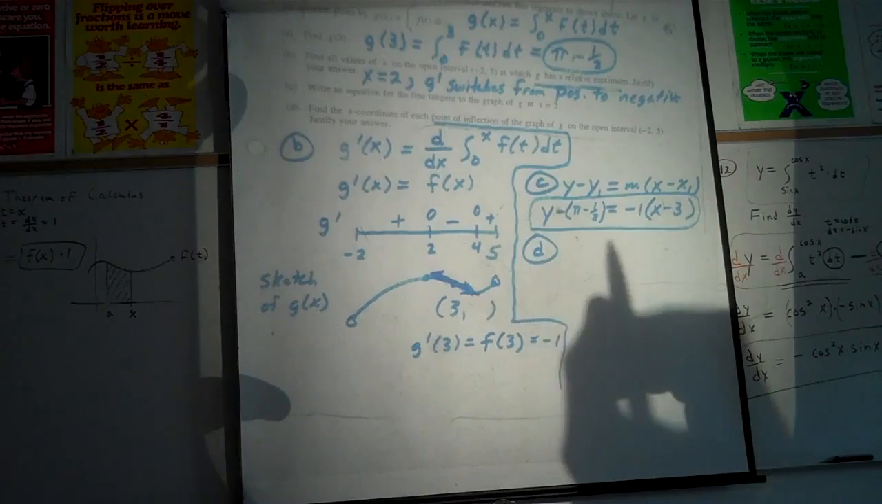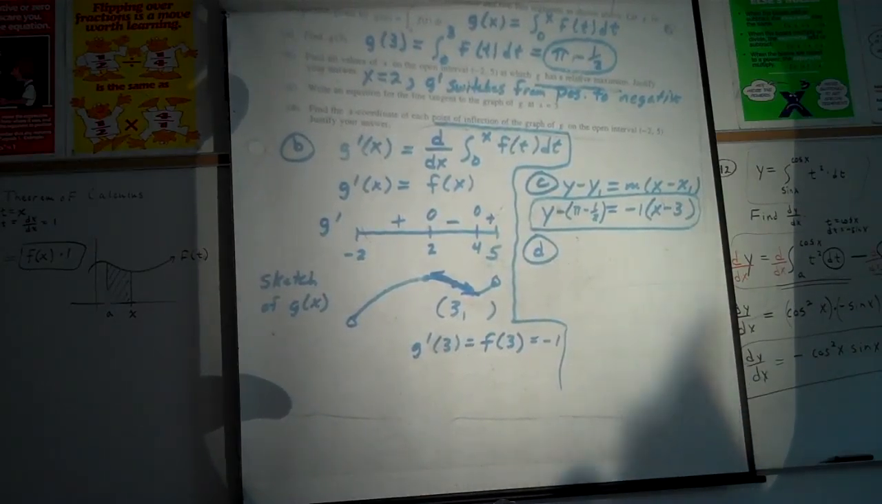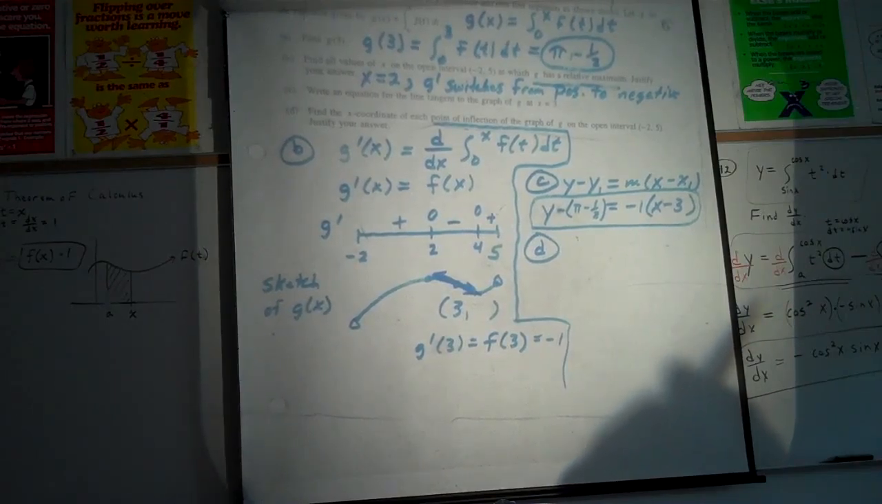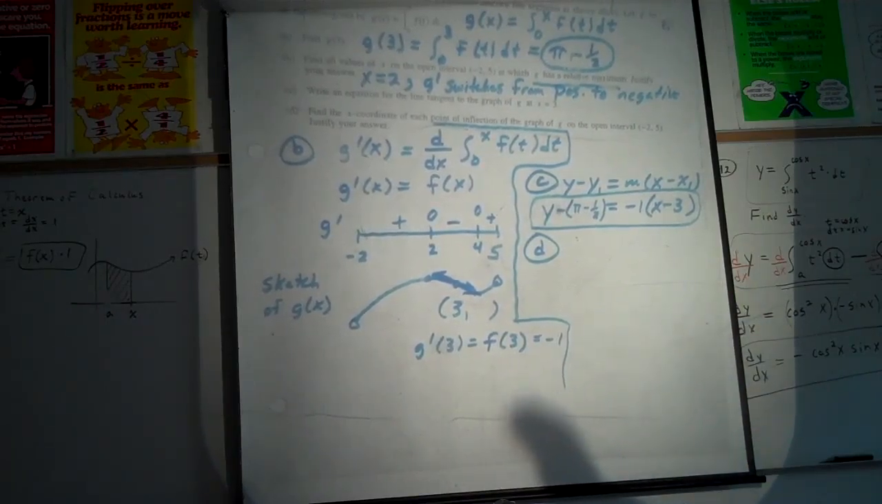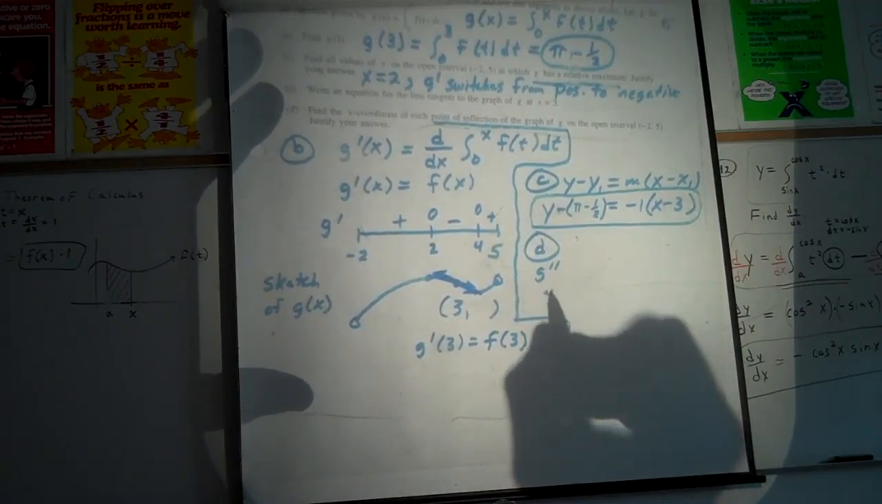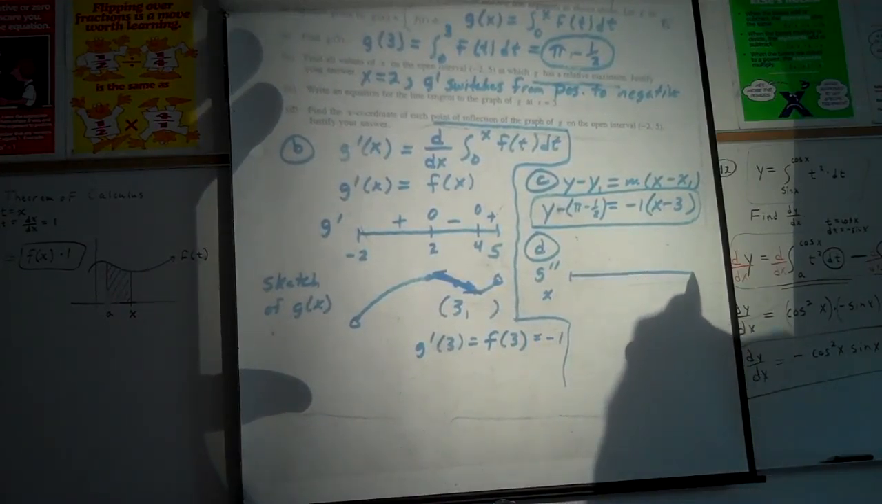So if we want to look for points of inflection on the graph of g, what do you look at when you look for points of inflection? Well, do you look at the first or second derivative? Second derivative. So what I'm going to do is make a number line chart for g double prime, going from negative 2 to 5.